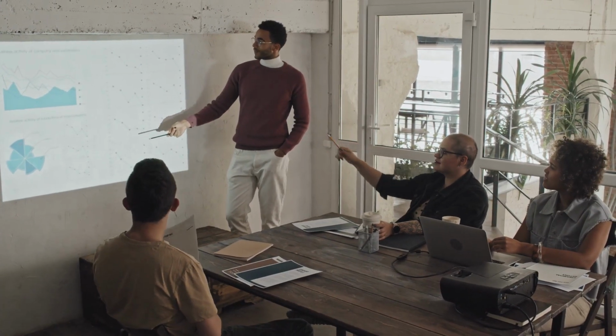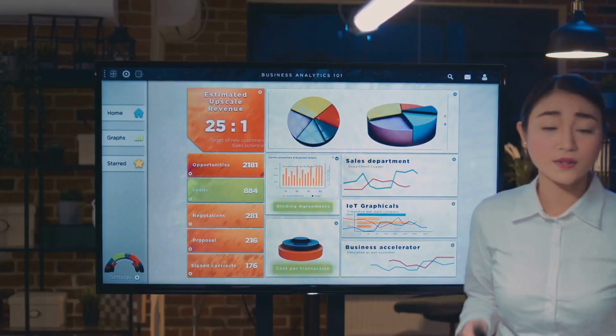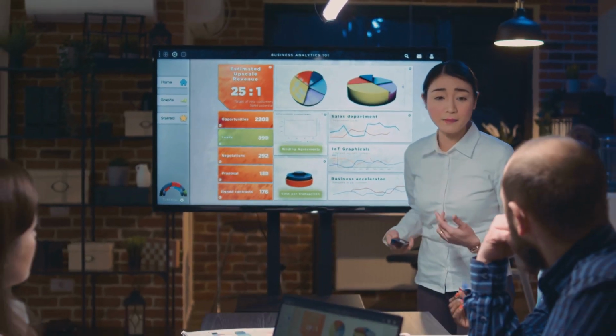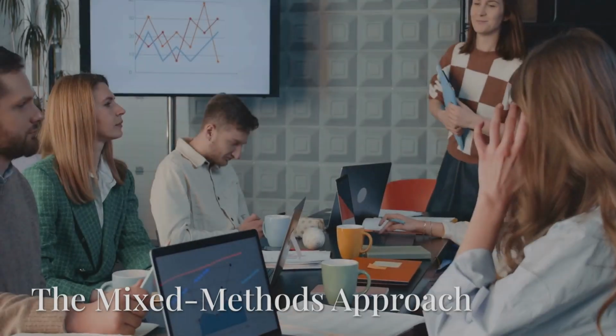Choosing between quantitative and qualitative measurement depends on the specific goals of a project. If a team wants to understand how many users clicked on a button, quantitative tools like analytics dashboards would be appropriate. But if they want to understand why users hesitated to click the button, qualitative methods such as user interviews would offer more insight.